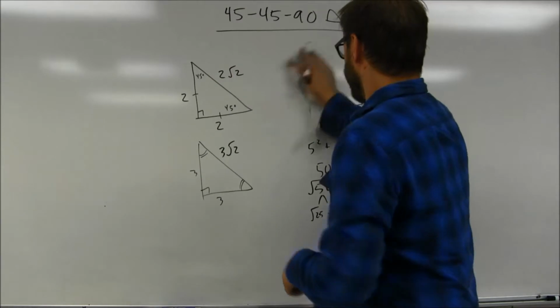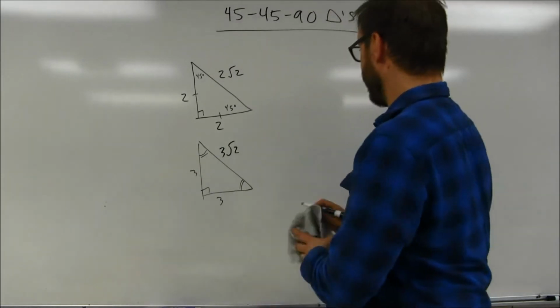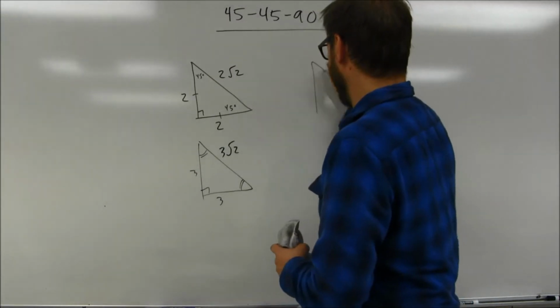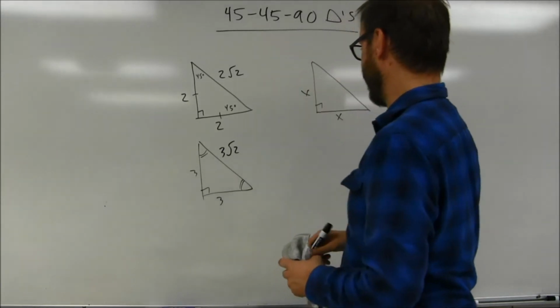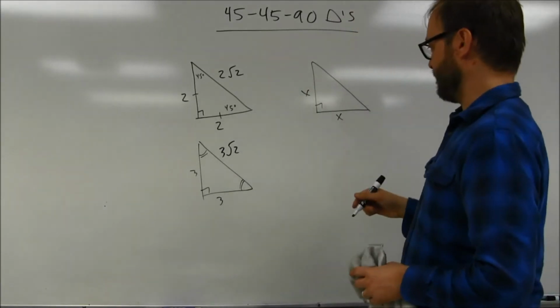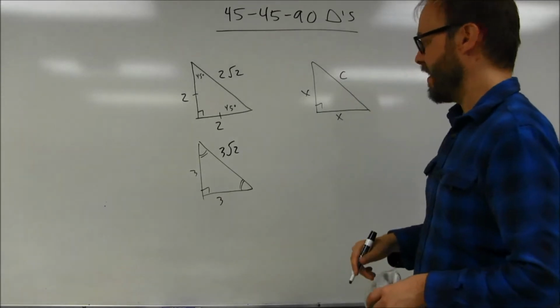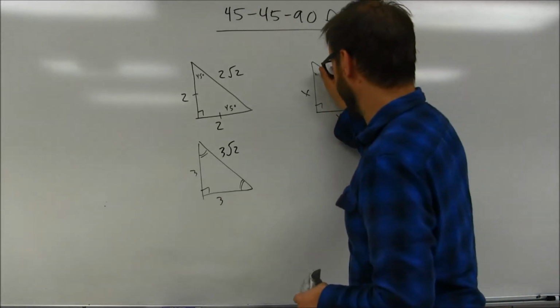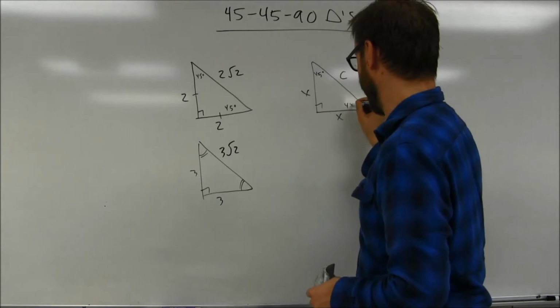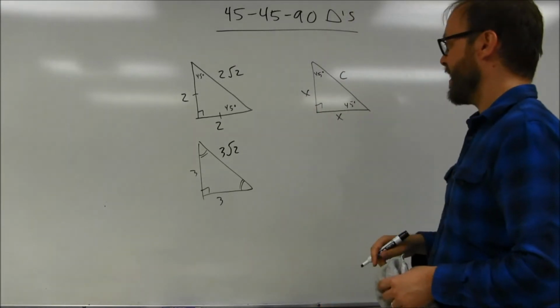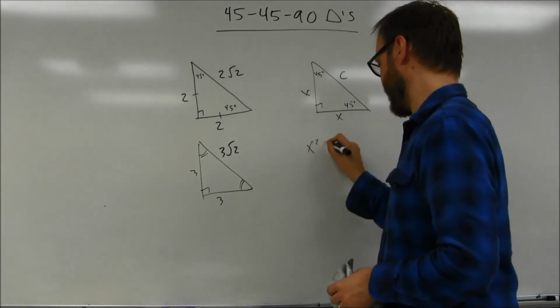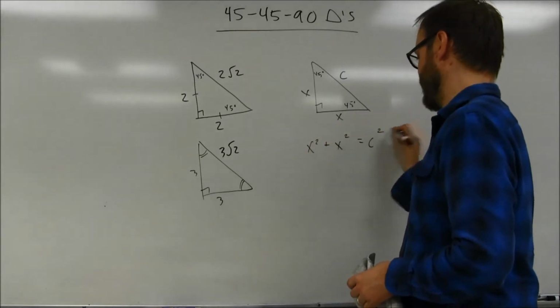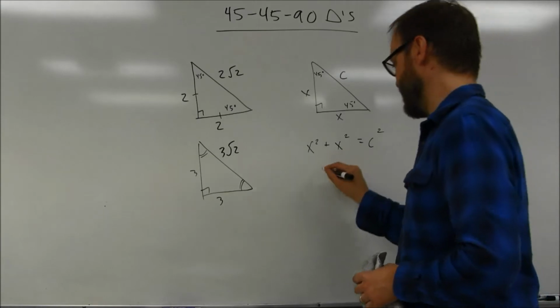So if I want to prove this, I can do it with variables. I could make this side x. I could make this side x. I'll call this side c, I guess. So that's a 45-45-90 triangle. It's an isosceles right triangle. We've got two equal legs. The Pythagorean Theorem says leg squared plus leg squared is equal to the hypotenuse squared. That's going to be 2x squared.